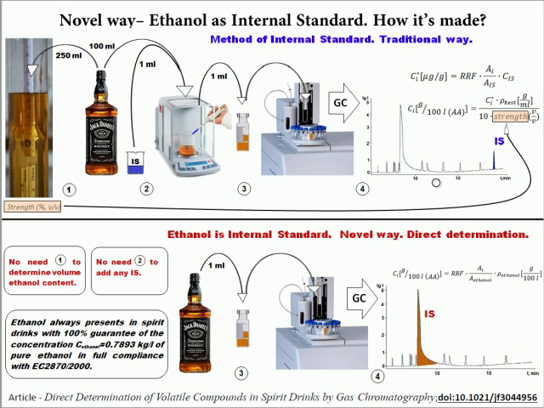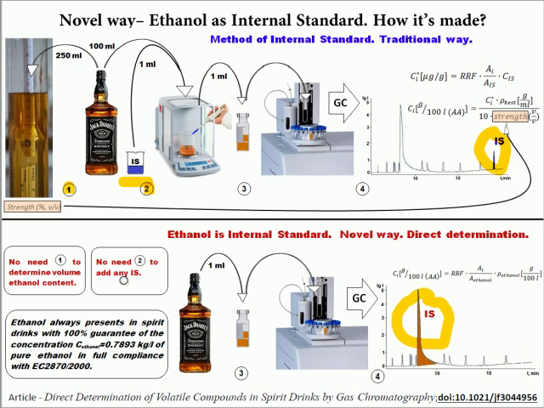Let's look at the picture which demonstrates the scheme of both traditional and novel methods of volatile compounds determination. Chromatogram peaks of internal standard compounds are marked with color. The traditional method means the artificial addition of internal standard. Also, it is necessary to measure the density of the sample to determine its strength. As you can see, these two operations are absent in the novel method, ethanol as internal standard.